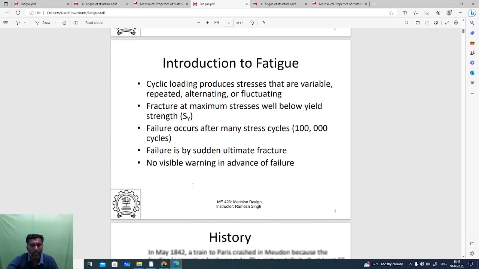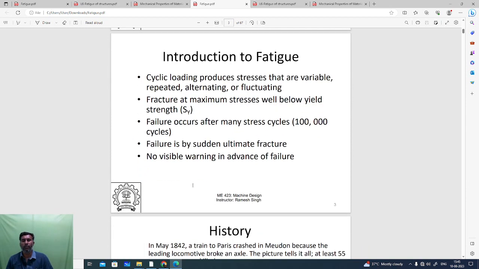These are the outline. First, introduction. Already told what fatigue is. It is a repeated cyclic process. It may be uniform load or varying load. The load may be alternating, repeated, or fluctuating. Whenever the load is applied at these frequencies, it is compulsory to go for fatigue testing or fatigue correlation. The fracture mechanism stress will be below the yield strength, that is Sy. Failure occurs after many stress cycles.